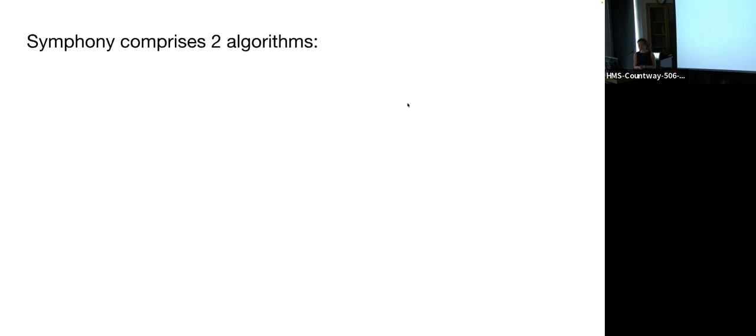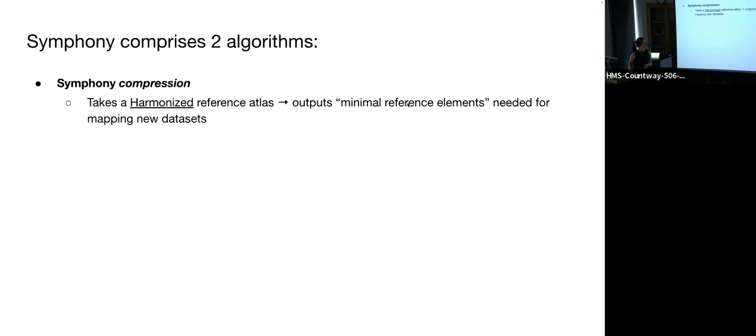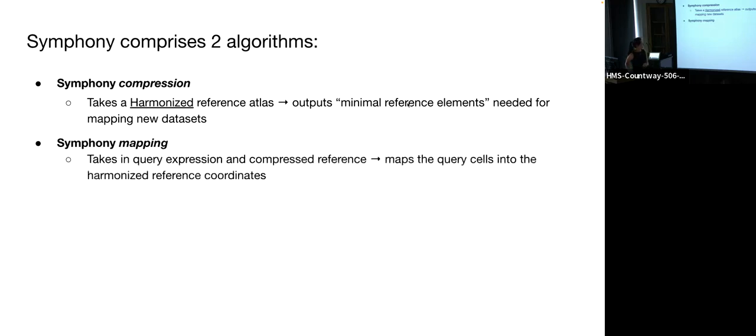And so we developed a method called Symphony, which is a general purpose framework to be able to do this. So Symphony comprises two algorithms. The first one is called Symphony compression. And that is an algorithm to take in a harmonized reference atlas, and it outputs the minimal reference elements that are needed to perform the mapping of new data sets. And the second algorithm is called Symphony mapping, which takes in a query data set, its genes by cells expression, as well as a compressed reference that you made in the first step, and then maps the query cells into the harmonized reference coordinates.